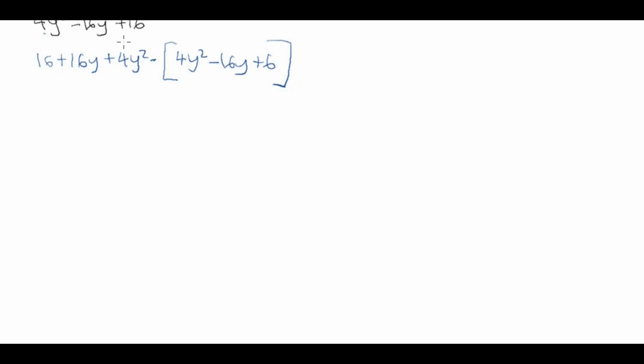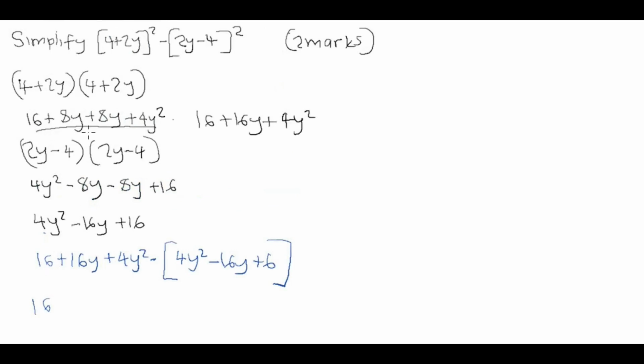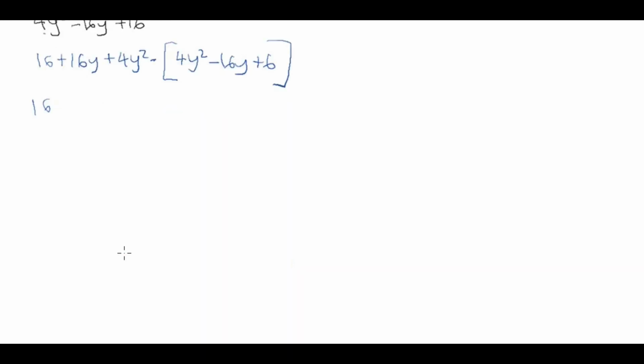I think this equation was to really test the student when opening the brackets, because it's 16. Let's see if you are correct. It is, yeah, it's 16 plus 16y plus 4y squared. Opening the bracket, it is minus 4y squared. A negative times a negative is a positive, 16y. A negative times a positive is a negative, minus 16. I think it's 16, 16 there, 16, yeah.